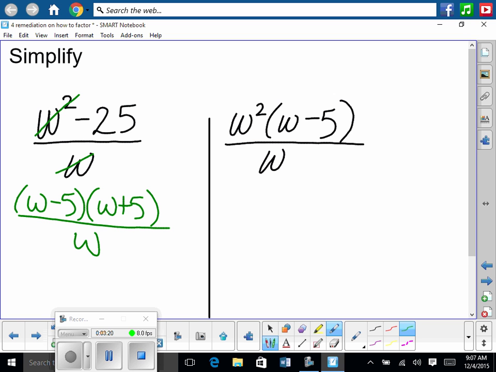But looking at something like this, you could simplify it. W squared is only connected to w minus 5 by a multiplication sign. Thus, you can simplify it. Does everybody see the difference now between these two? The w is only being multiplied to all that. So now w squared over w becomes w over 1. Is everybody okay with that? Okay. I really think that's going to help us starting tomorrow.